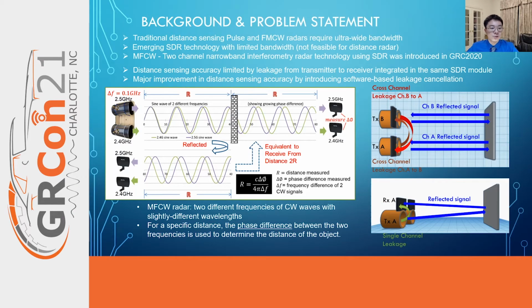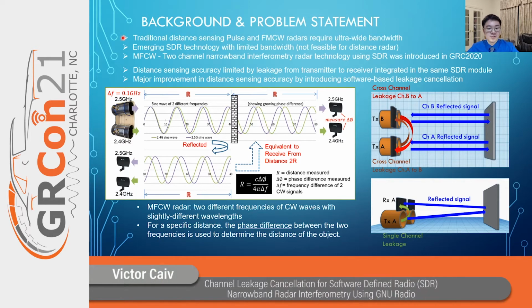So first, some background. A traditional distance sensing pulse or FMCW radar requires an ultrawide bandwidth of around 1 gigahertz in order to measure around 15 centimeter resolution in distance sensing. However, for emerging SDR technologies with limited bandwidth, such wide bandwidth is not feasible for our distance sensing radar.